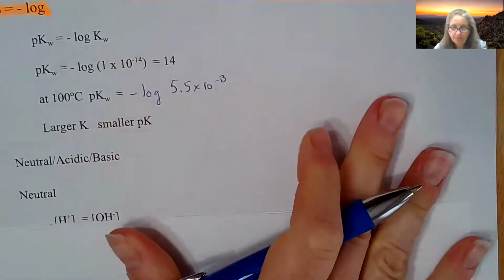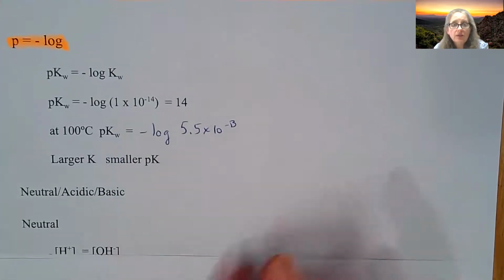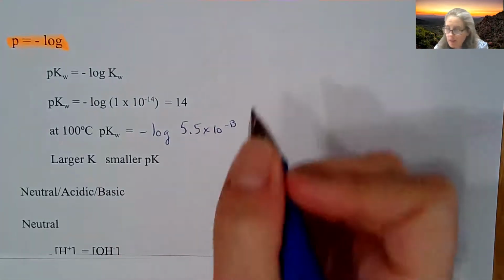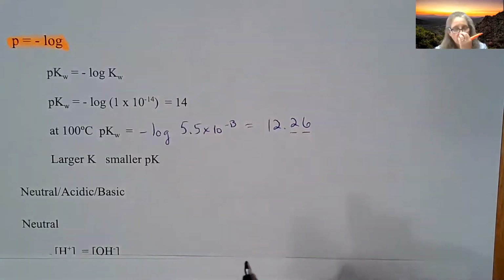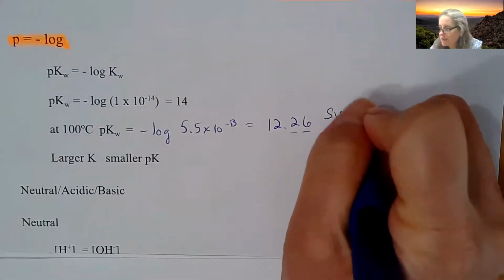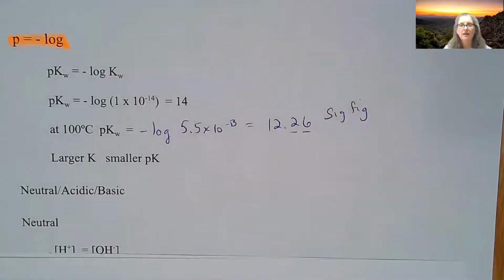And again, plug this in your calculator. Take the negative log of that number, and you're going to get 12.26. I will talk about sig figs for pH calculations in a little bit to understand why I have 2 digits after the decimal. That's really where my sig figs come from.